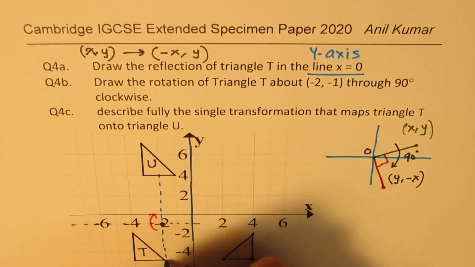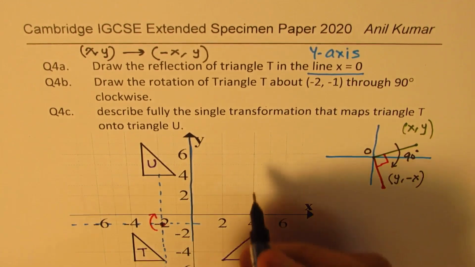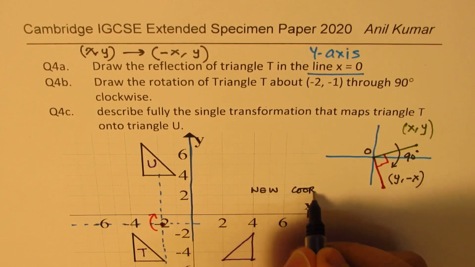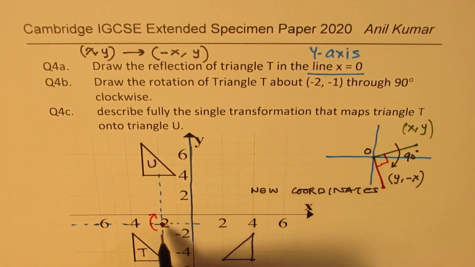I have many other videos on this topic, so I'd like you to look into those videos also. So now we have a new coordinate axis. Let's call this the new system, right? New coordinates. So let's write down the new coordinates according to the origin at minus 2, minus 1. So according to this, these points will now be what?